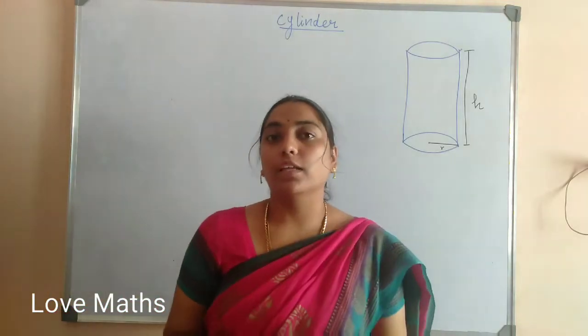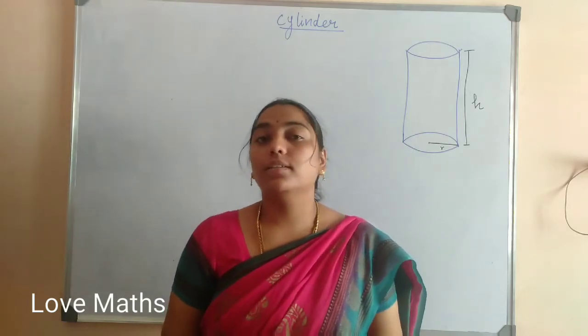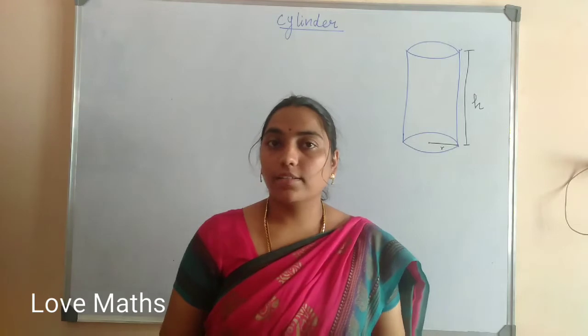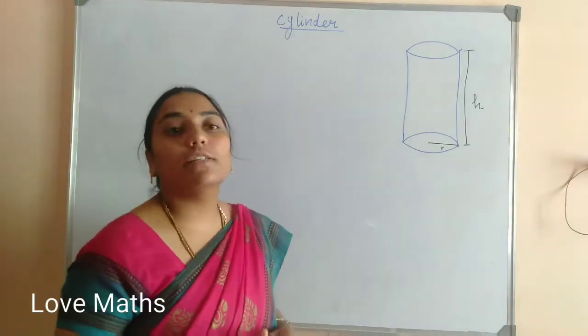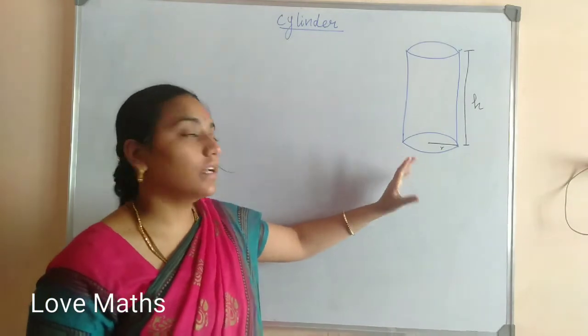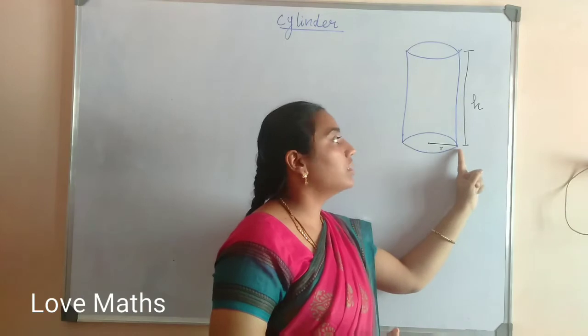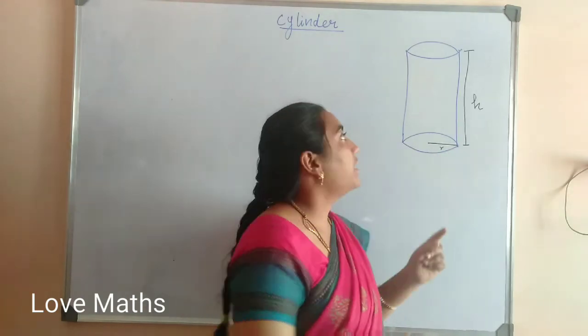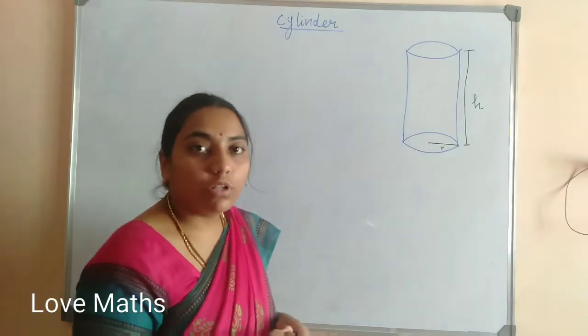I am Nityavati. Today we are going to see about the cylinder. What is a cylinder? Total surface area, lateral surface area and the volume. Okay. First you have to see the cylinder. This shape is a cylinder. It is looking like a circle. So from the center to this edge, it is called a radius. This will be the cylinder height. So we have to find out the formula now.